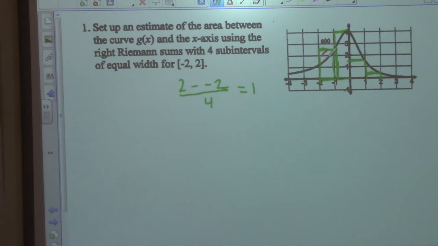And so these are the areas we have. This area here, this area here, this area here, and finally this little area here. And then we add up all these areas and we get our answer.